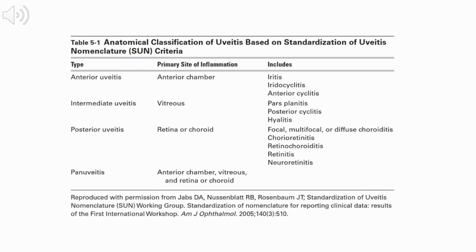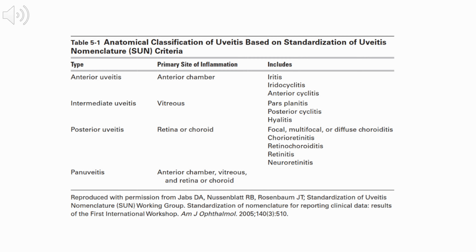This table, Figure 5.1, lays out the SUN anatomic scheme side by side. Read it in 3 columns: the type, its primary site of inflammation, and the terms it includes. Anterior uveitis is centered on the anterior chamber and covers iritis, iridocyclitis, and anterior cyclitis. Intermediate uveitis is centered on the vitreous and includes pars planitis and posterior cyclitis.